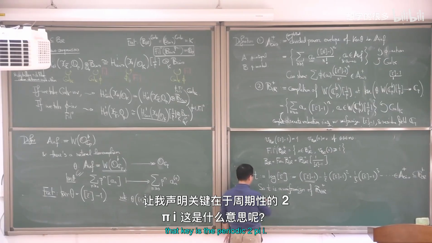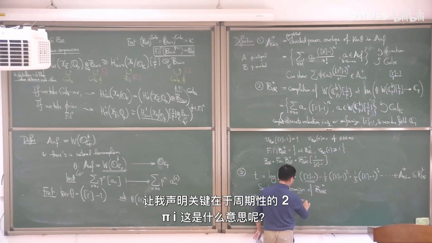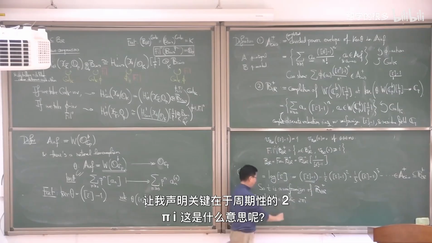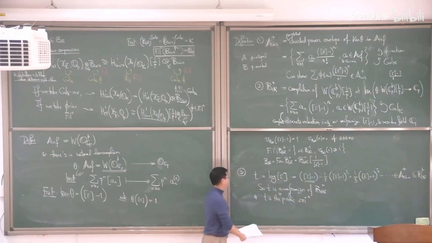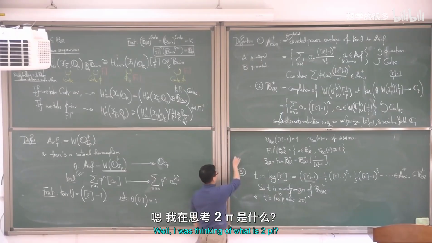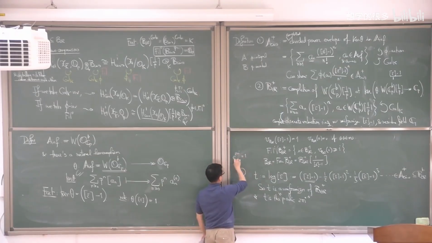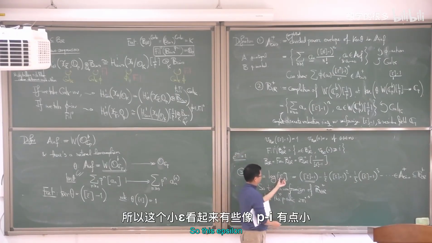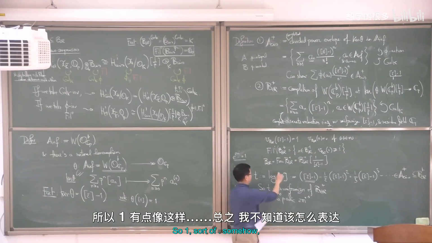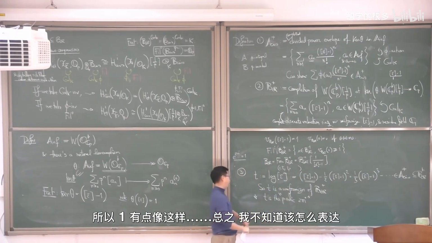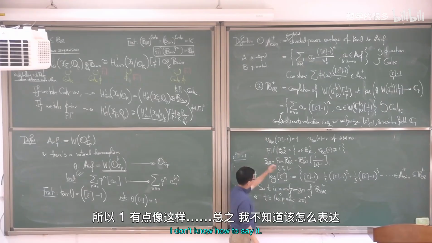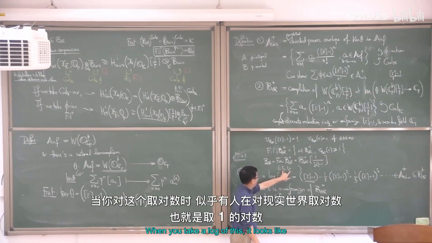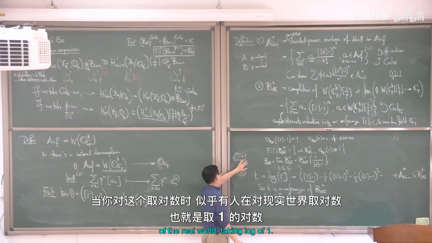Let me make a claim that t is a period, like 2 pi i. What does that mean? Well, think about what 2 pi i is. e to the 2 pi i is 1, right? So you're taking log of 1 to get 2 pi i. So this epsilon looks like a sort of p-power root of 1, with zeta p squared and so on. When you take log of this, it looks like taking log of 1 in the real world.